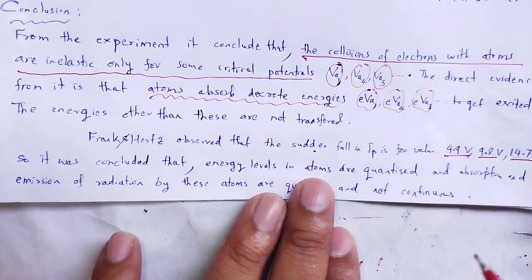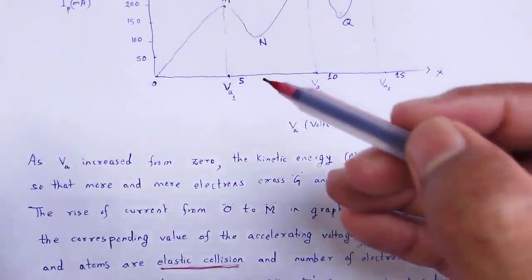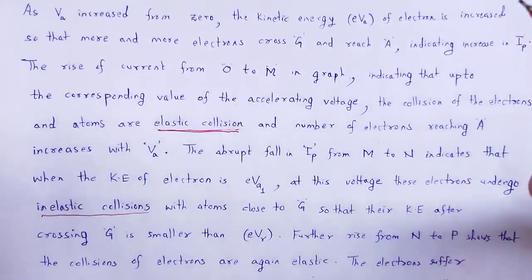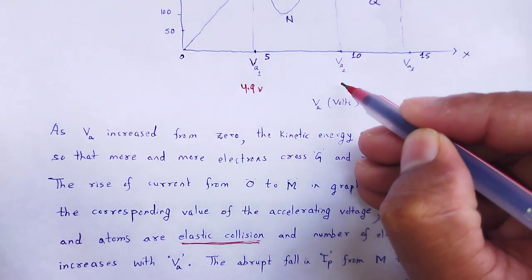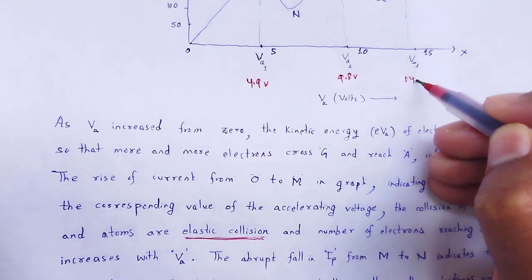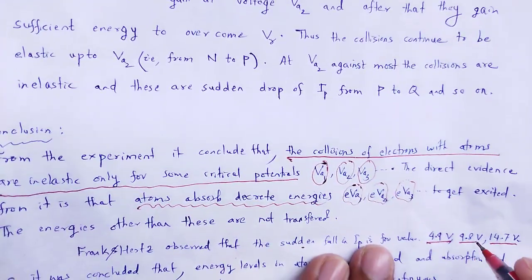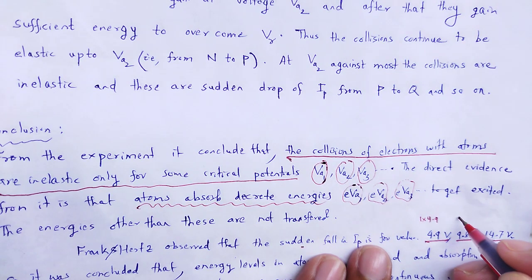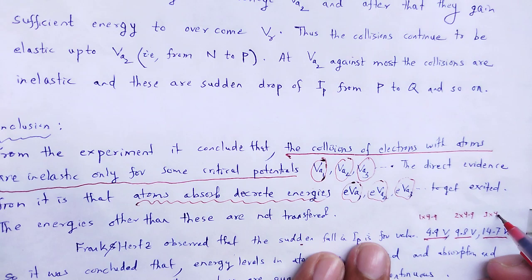Franck and Hertz observed the sudden fall in the current I_P at 4.9 volt, 9.8 volt and 14.7 volt. Look here: 4.9 volt is 1 into 4.9, 9.8 is 2 into 4.9, and 14.7 is 3 into 4.9.